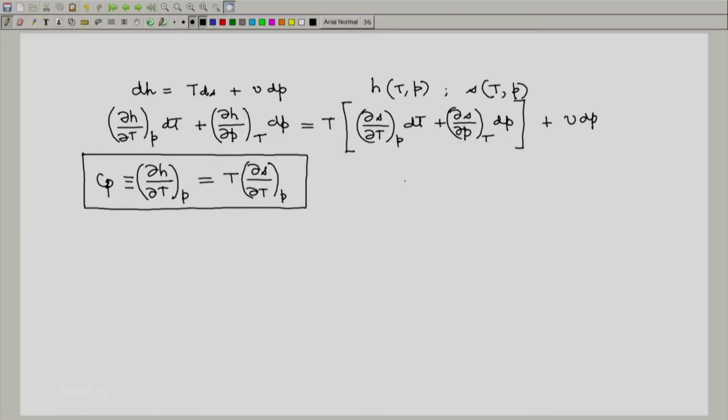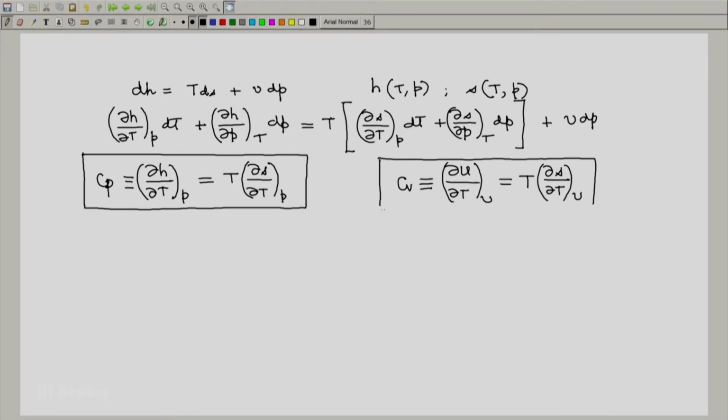I will leave it to you as an exercise to show that Cv, which is defined as partial of U with respect to T at constant V, turns out to be equal to T into partial of S with respect to T at constant V.